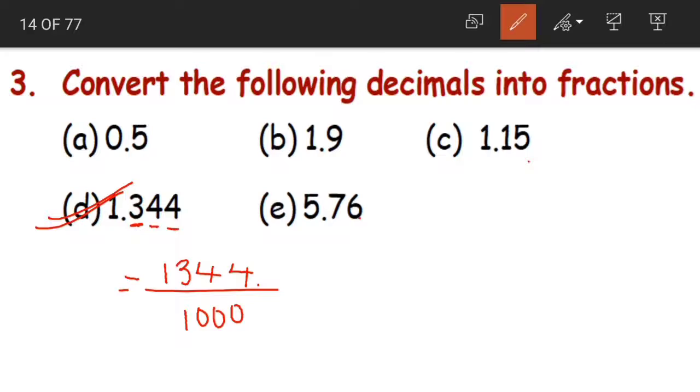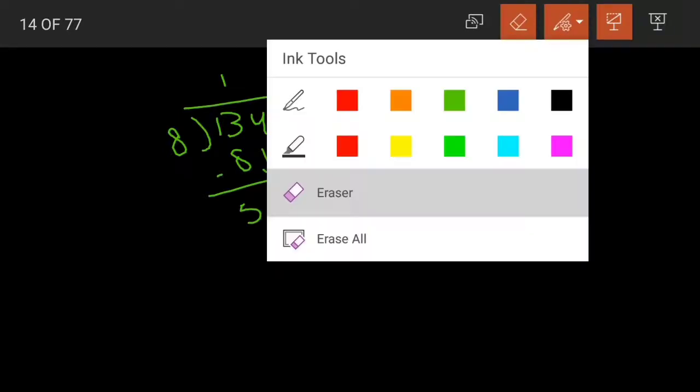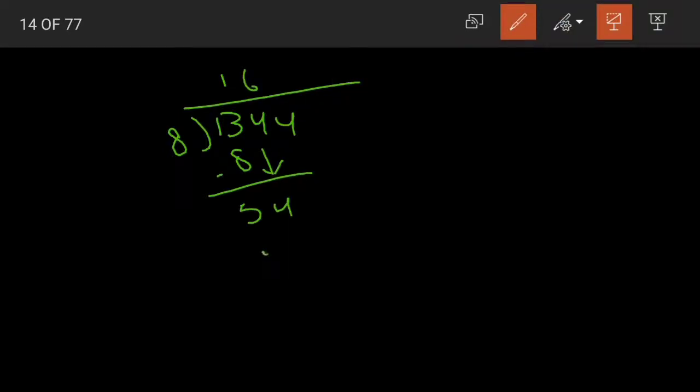But this is not in its simplest form. If we observe, both the given numbers are divisible by 8, so we have to reduce them to their simplest forms. We have 8 ones are 8. When we subtract, 5 is remaining, 4 brought down. Then we have 8 6s are 48.